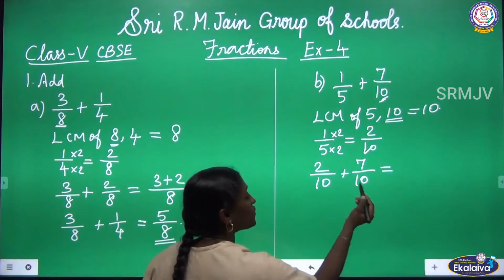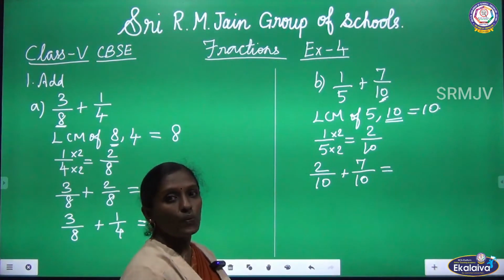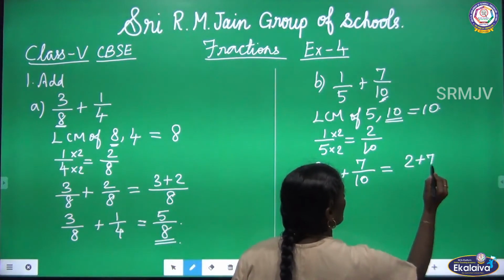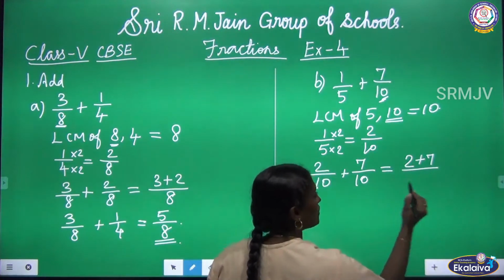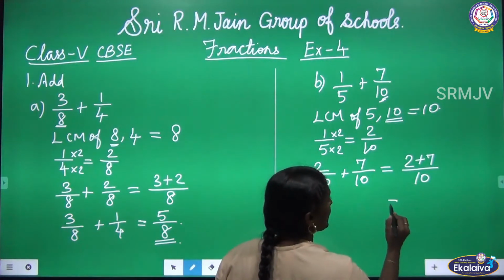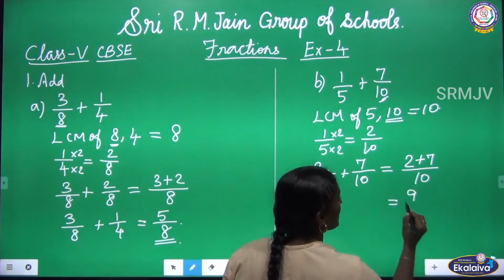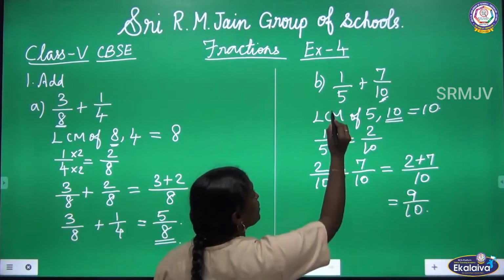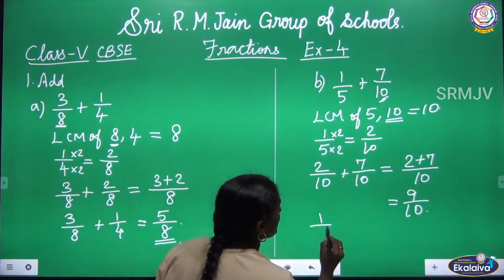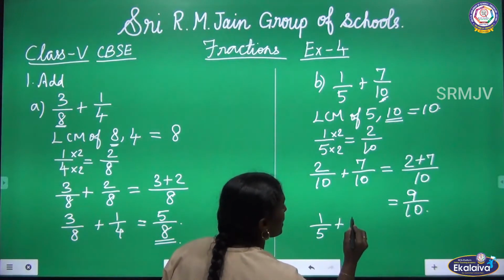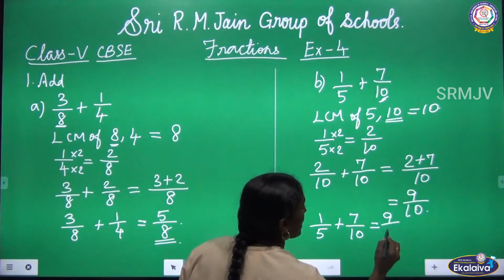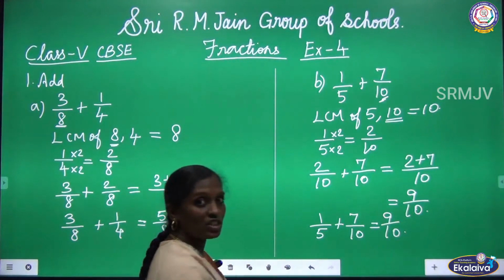Now these two fractions are like fractions, so we can add the numerators. 2 plus 7 divided by the same denominator 10. So 2 plus 7, that is 9. 9 by 10. 9 by 10 is the answer. So we have to write the answer for the given question. 1 by 5 plus 7 by 10 is equal to 9 by 10. Was it clear, children?